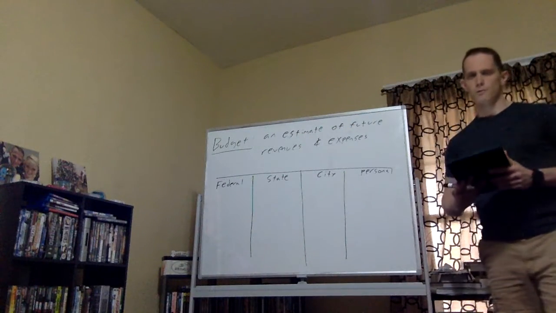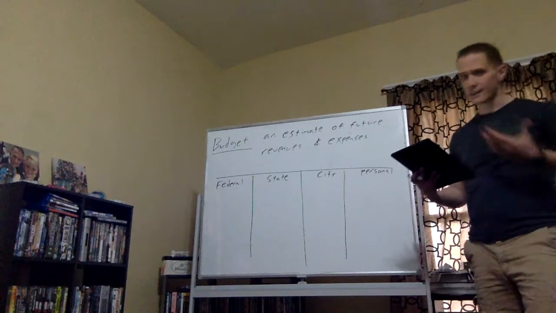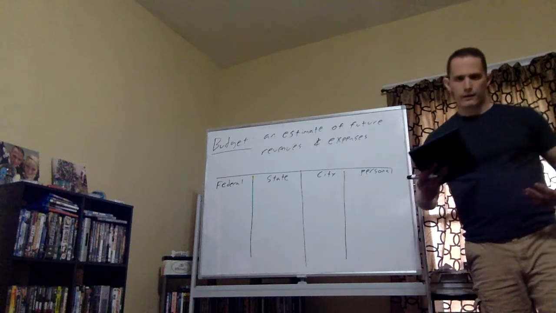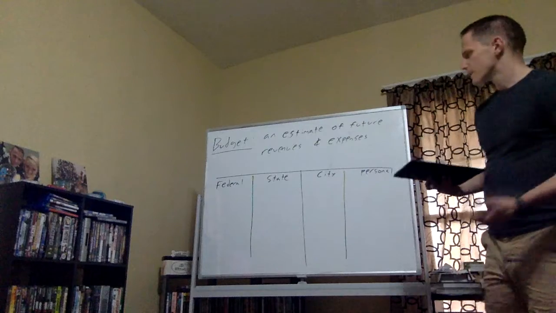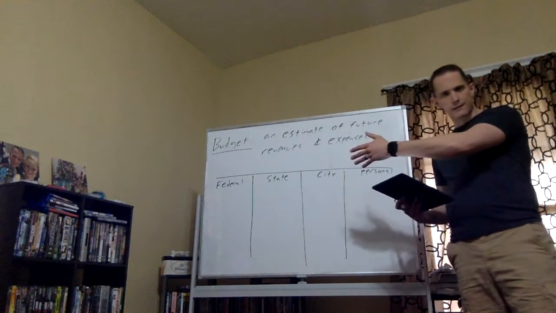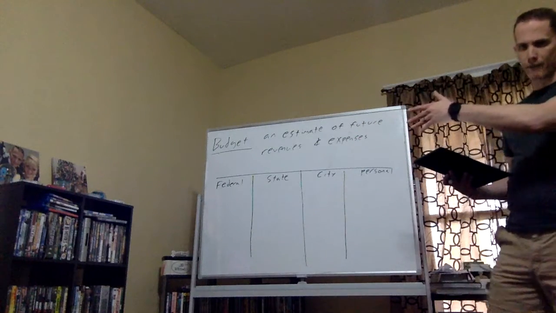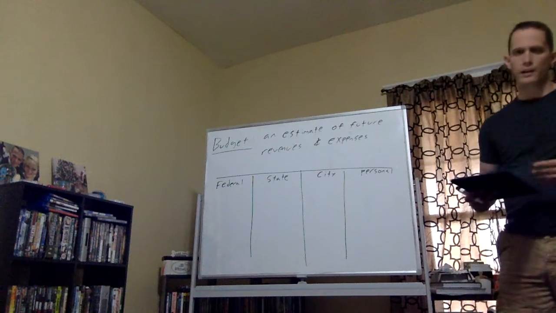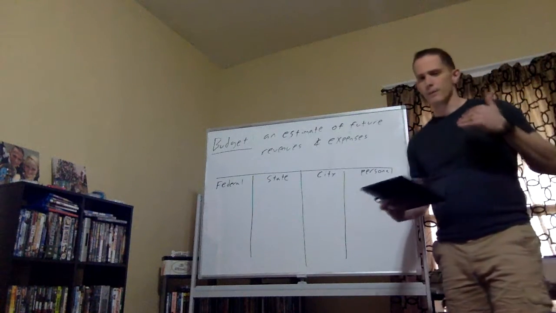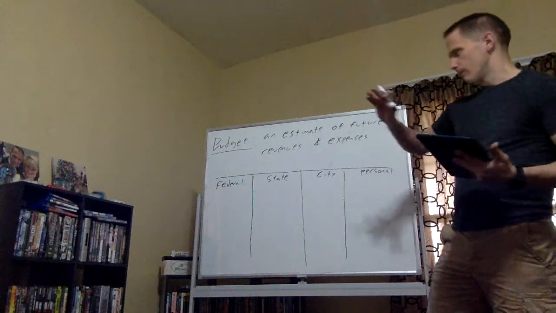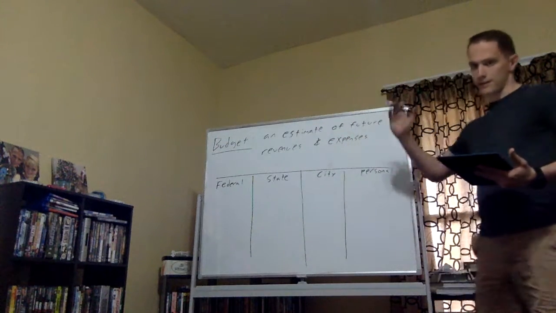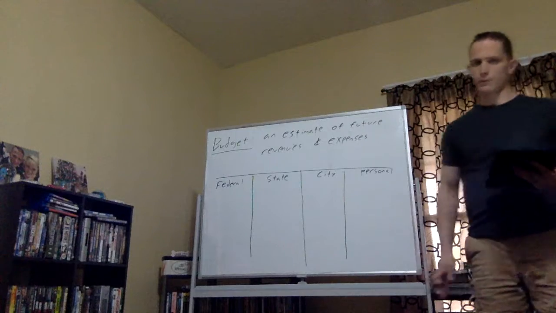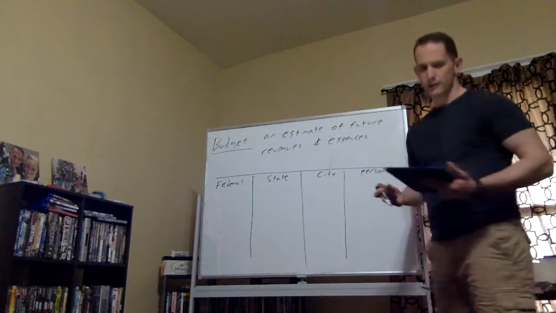So what I want you guys to do is come up with a list of, let's say, 6. I like 6. So 6 things that the federal government might have in their budget, 6 things the state government might have in their budget, and so on and so forth. And yes, I want you guys to try to come up with something different. Don't just put, oh, the federal government has to pay for roads, the state government's got to pay for roads, the city has to pay for roads. Try to come up with something a little bit different.